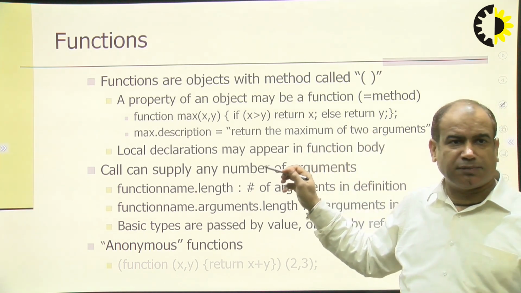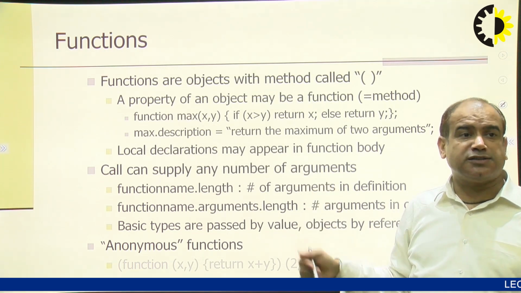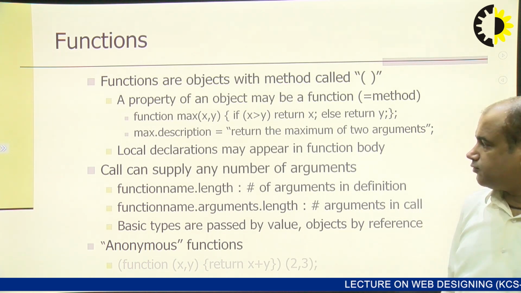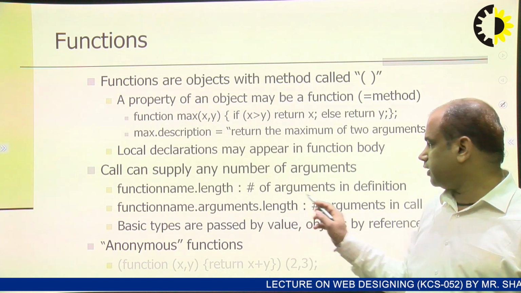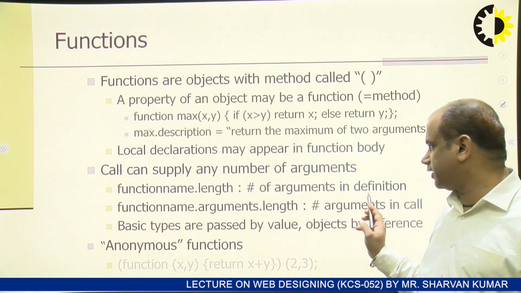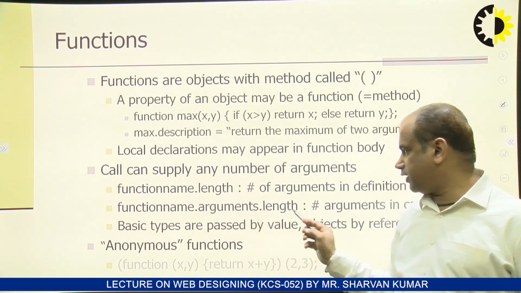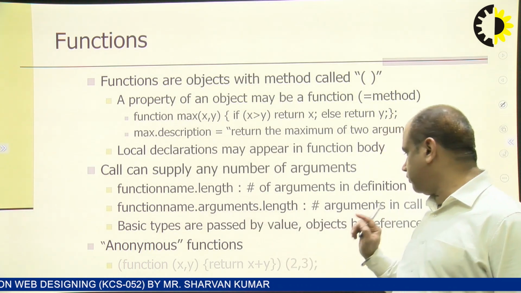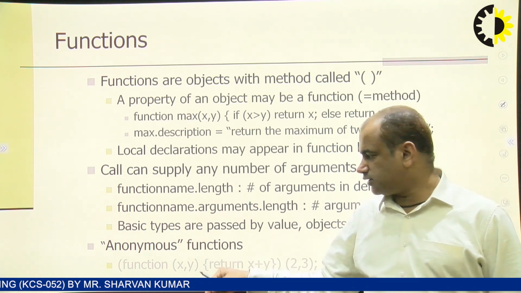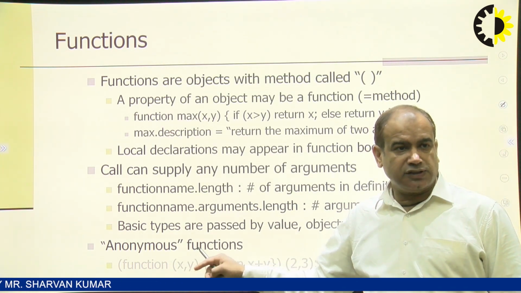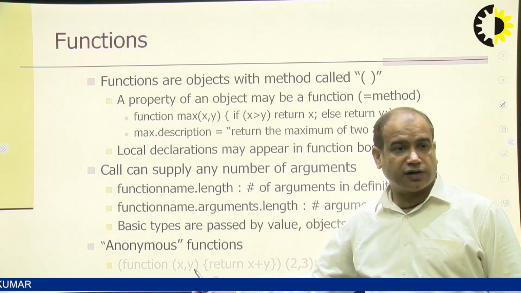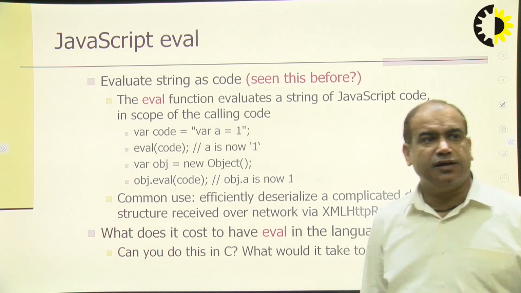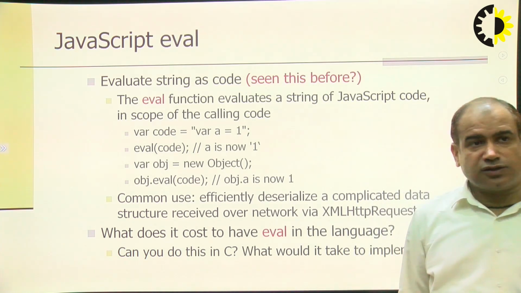Local declarations may appear in the function body, or we can supply any number of arguments. There is no restriction on the number of arguments here. So function name.length is equal to the number of arguments in the definition list, and function name.arguments.length is the number of arguments in the call. Basic types are passed by value, objects by reference. Anonymous functions, I already told you, are functions that do not define a name, but arguments are there, and return x plus y.